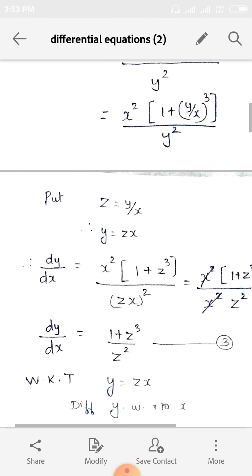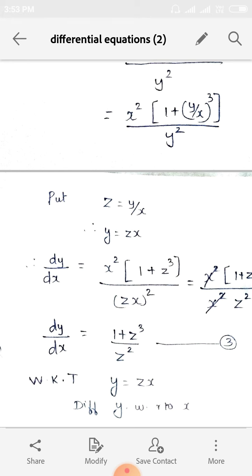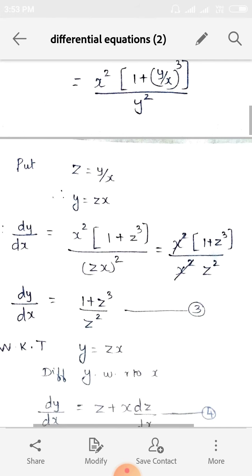The next step: put z is equal to y by x. Therefore y is equal to zx. For the equation dy by dx is equal to x square into (1 plus z cube) divided by y square, we put y is equal to zx. So x square into (1 plus z cube) divided by (zx) the whole square. We get, in the numerator, x square into (1 plus z cube), divided by x square into z square. The x square gets cancelled.